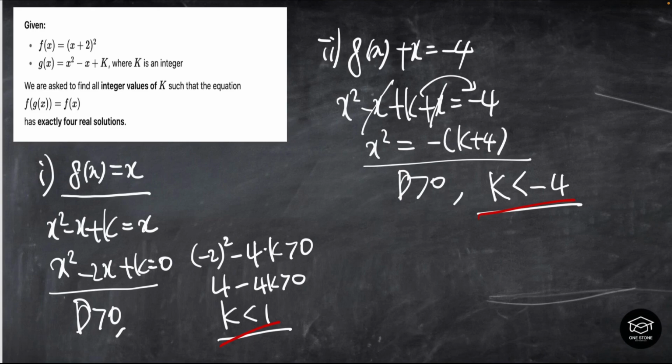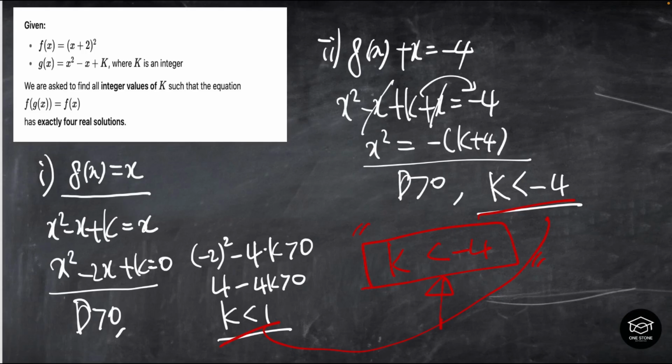Step 4. Combine the conditions. Now combine the two conditions. From equation 1, k must be less than 1. From equation 2, k must be less than −4. To satisfy both, we go with the more restrictive condition. k must be less than −4.